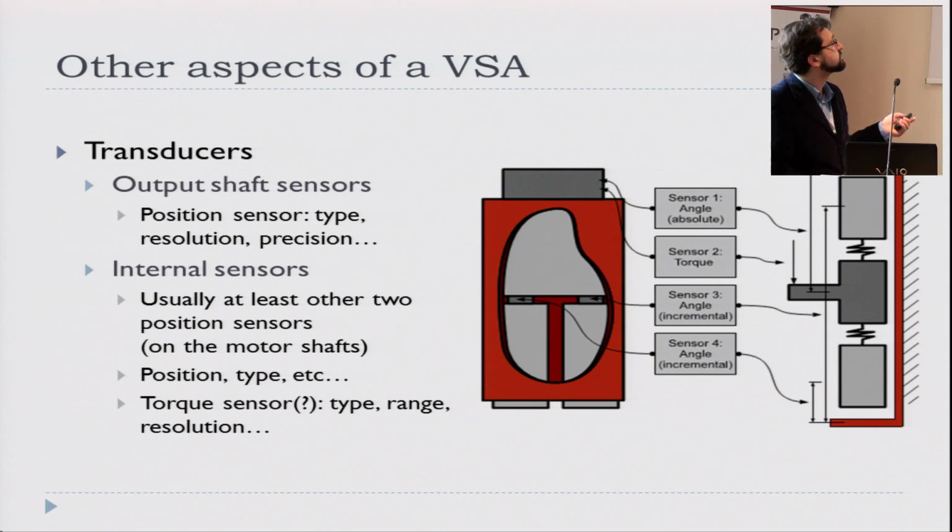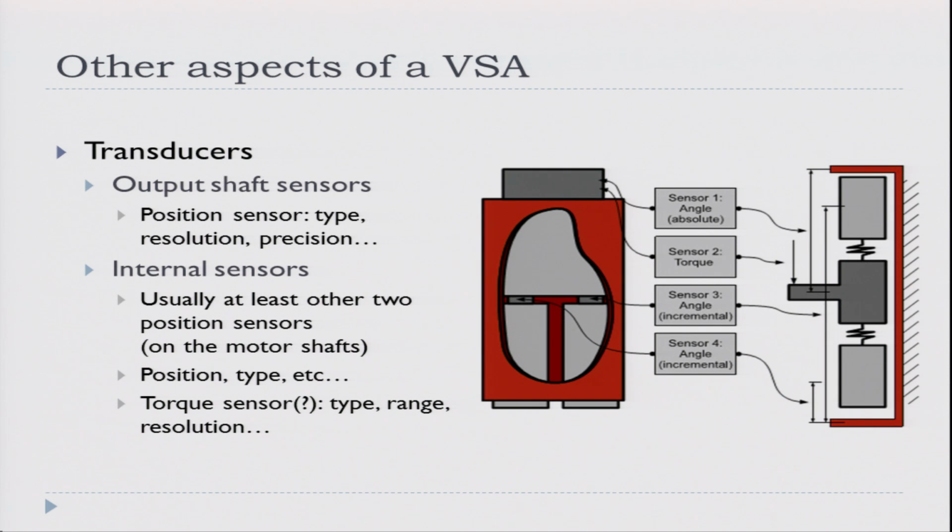And then other aspects that are important for the application you want to do is the transducers that you have on the system. Usually this kind of actuator, which is highly integrated and very high technology, at least has an output shaft sensor to measure the position. They could also have, for example, a torque sensor on the output. The most advanced kinds of devices have them. They usually also have two other sensors on the position of the motors, which are needed for torque control.